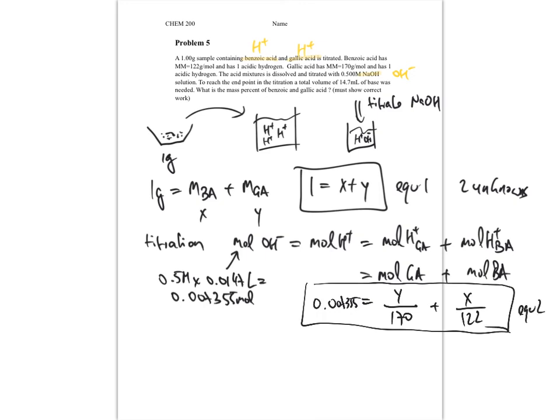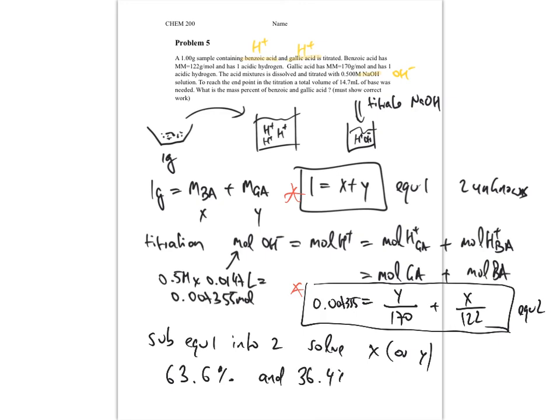This is equation 2. Now, given equation 1 and 2, in order to solve those, there's many ways. One of them you learned in math, which is substitution. So, for example, you can sub equation 1 into equation 2, solve for X or Y, and once you solve for X or Y, you should get the mass percent of 36.6% and 36.4%. And I leave it up to you to do the math, but if you are uncomfortable with the math, come by our office hours and I'll show you how to get a solution by substitution. Okay?